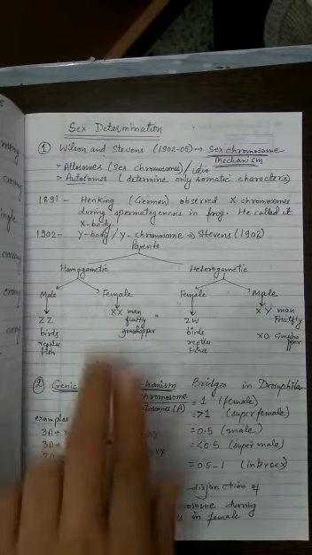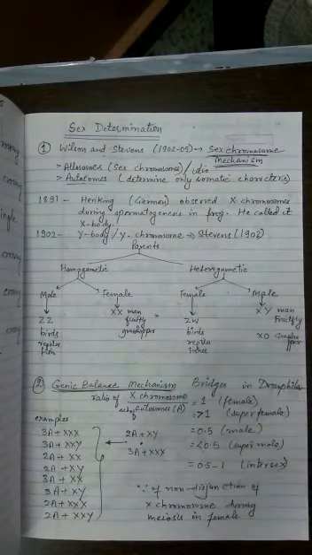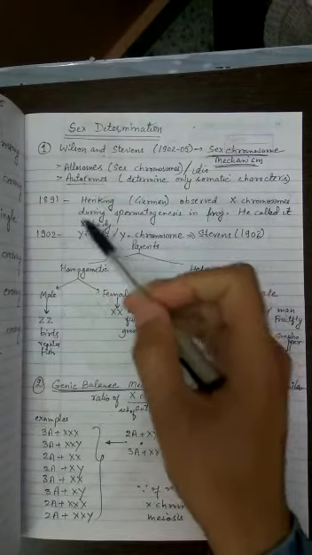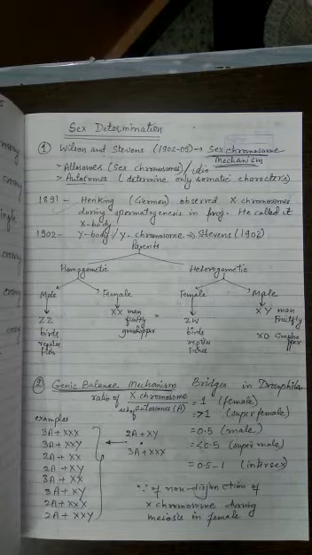The next main thing here is that in 1891 Hanking discovered the X body. He was a German scientist. He observed the X chromosome during spermatogenesis in the frog as well as in fireflies, and he called it the X body. Then in 1902, this is explained in NCERT so please remember, the Y chromosome, or you can say Y body, was discovered by Stevens. So remember these two points: who discovered the X body and who discovered the Y body.